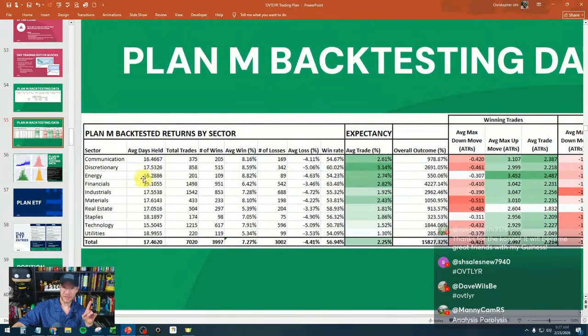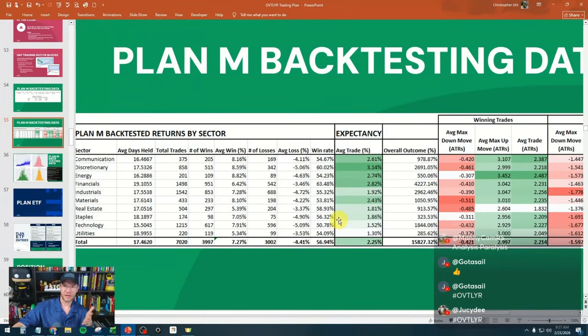I have it broken down by sector. I can tell you how many average days I would hold a trade, how many trades were tested over 7,000 in total, the number of wins, the average win, number of losses, average loss, and the win rate. Our expectancy is a formula. It's your win rate times your average win percent, and then you subtract out your loss rate times your average loss percent. That gives you expectancy.